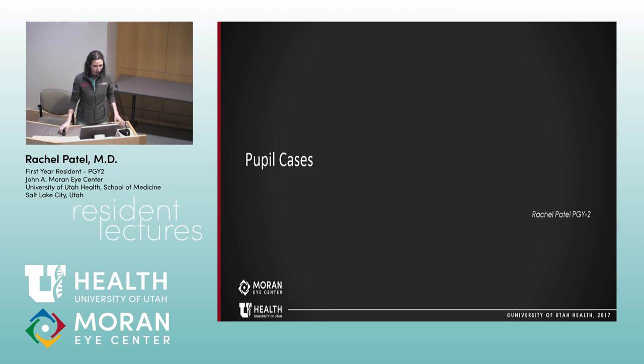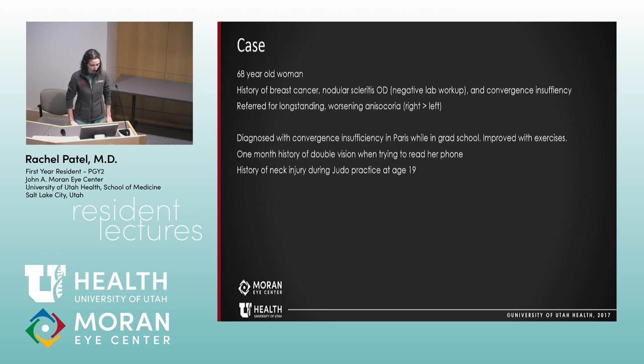So we're going to go over a few cases as illustrative points in terms of things to know in a neuro-ophthalmology clinic and on call and in general. This first case is someone I saw in clinic fairly recently. She's a 68-year-old woman with a history of breast cancer. She had a mastectomy for that. She had been seen by uveitis clinic because she had an episode of nodular scleritis in the right eye.